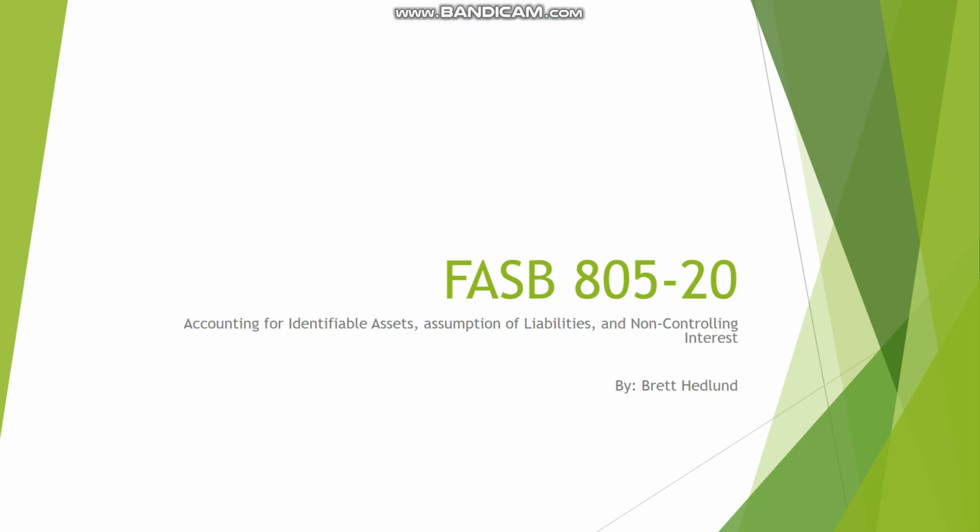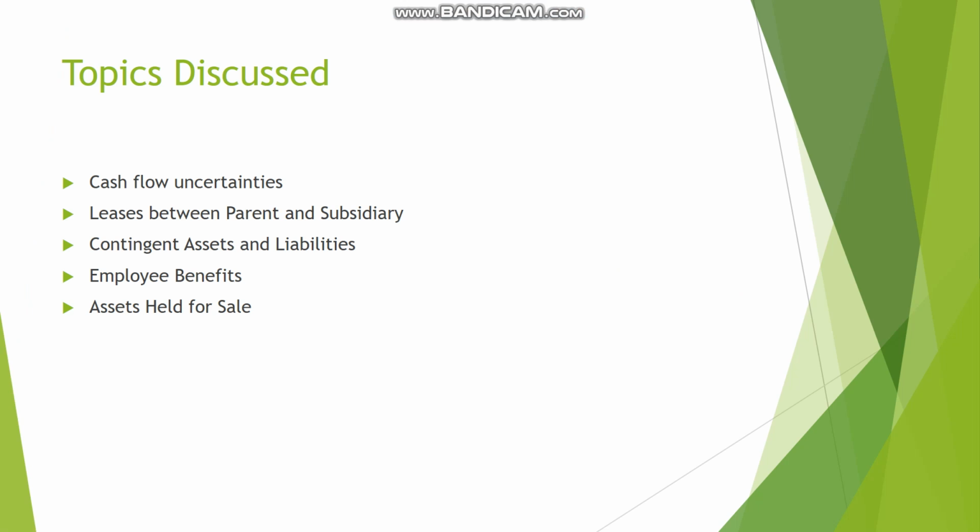Today we'll be discussing FASB Codification 805-20, which is the accounting for identifiable assets, assumption of liabilities, and non-controlling interest. This codification has several subtopics that we'll go through here, which number one is the cash flow uncertainties, which is referring to accounts in the cash flow statement that have adverse effects on the consolidated worksheet.